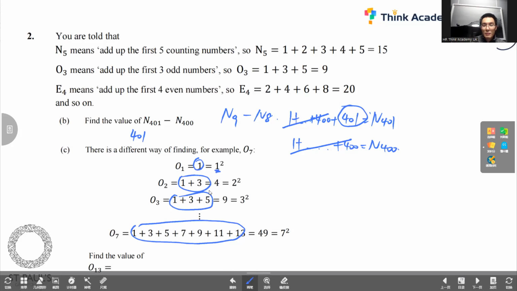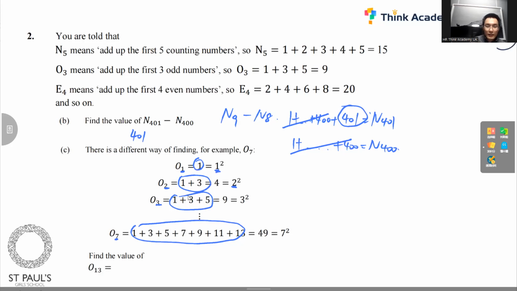And you see, the number of terms is equal to the subscript at the bottom right of O. So if it's O1, then it'll be just 1 term, so the sum is 1 squared. If it's O2, then the sum will be 2 squared. If it's O3, then the sum will be 3 squared, and so on.